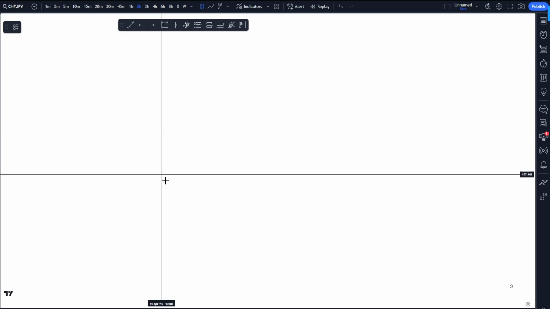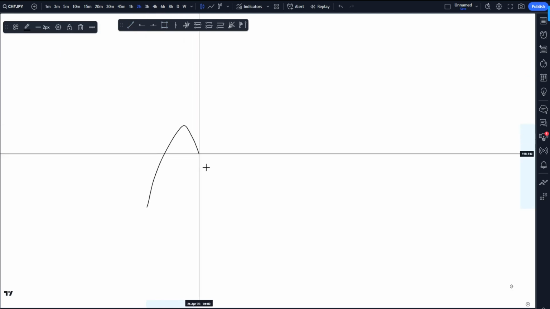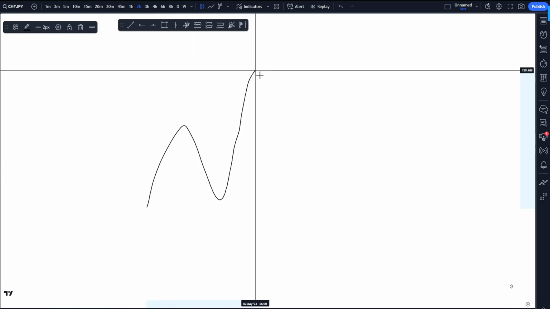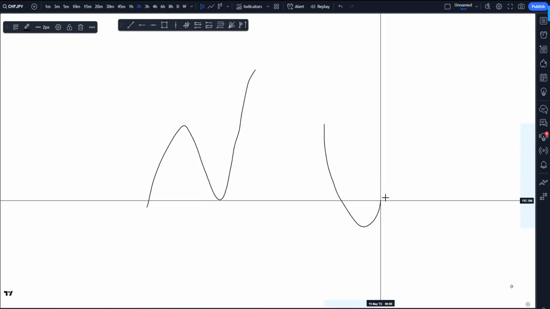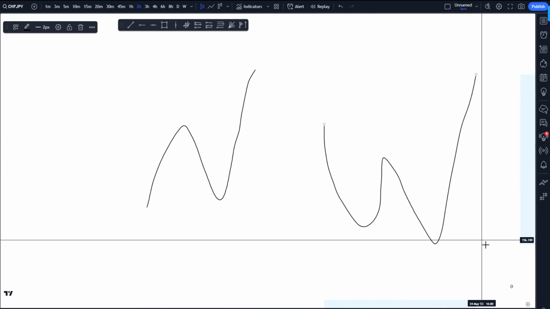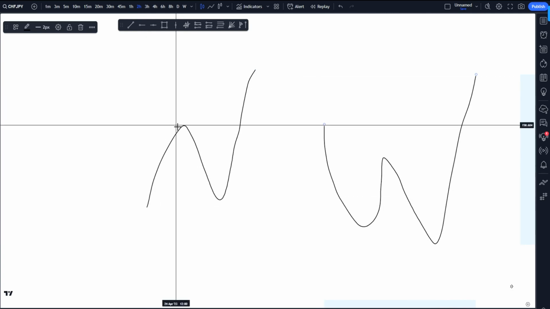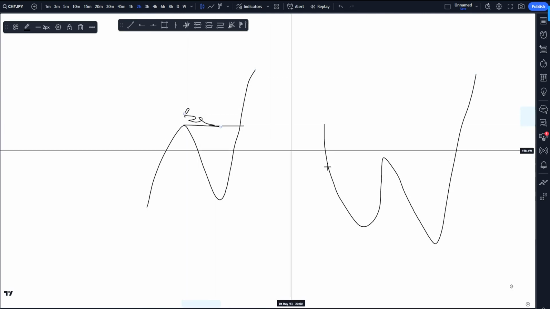To find these types of setups, you have to make sure that the pattern should be like this, or else like this. Now what I mean by this: to find the setups, you have to make sure that the market has broken the structure, which is POS.